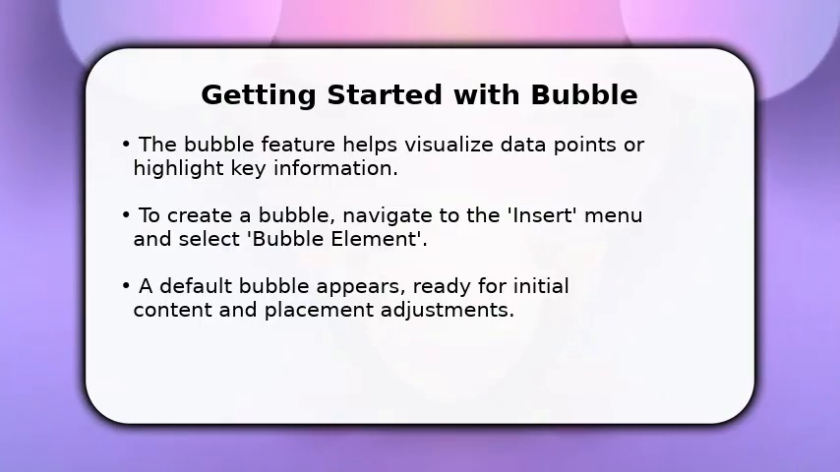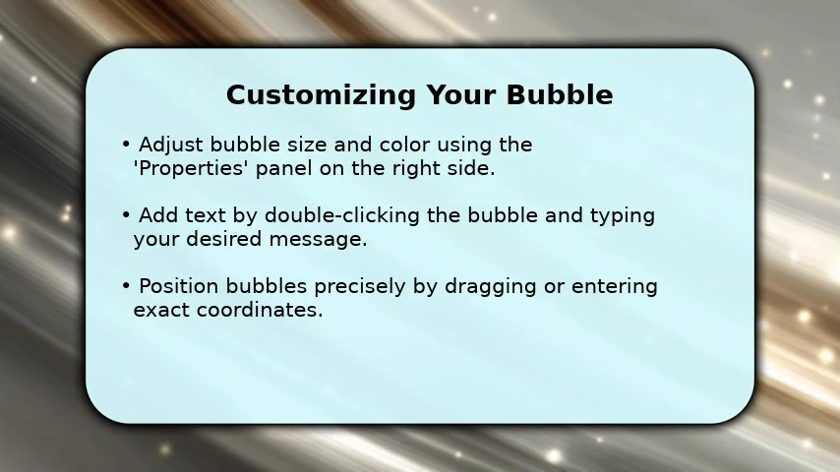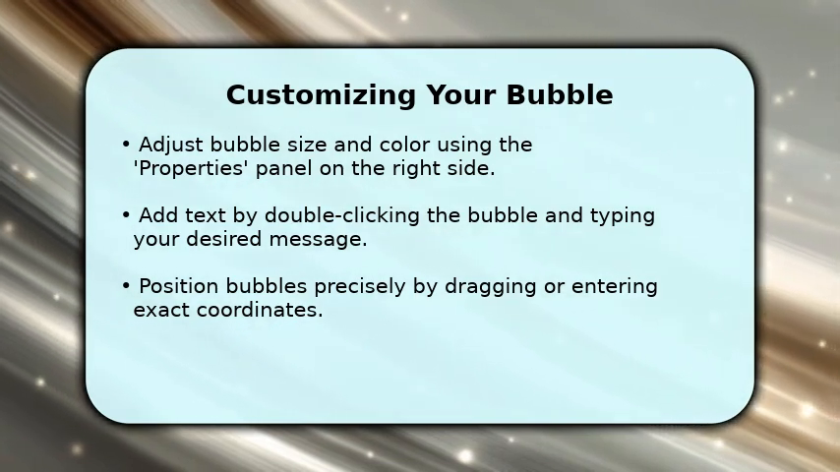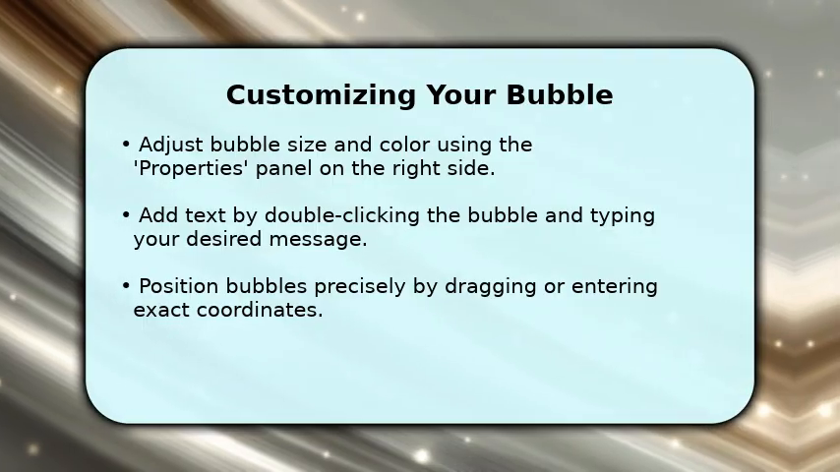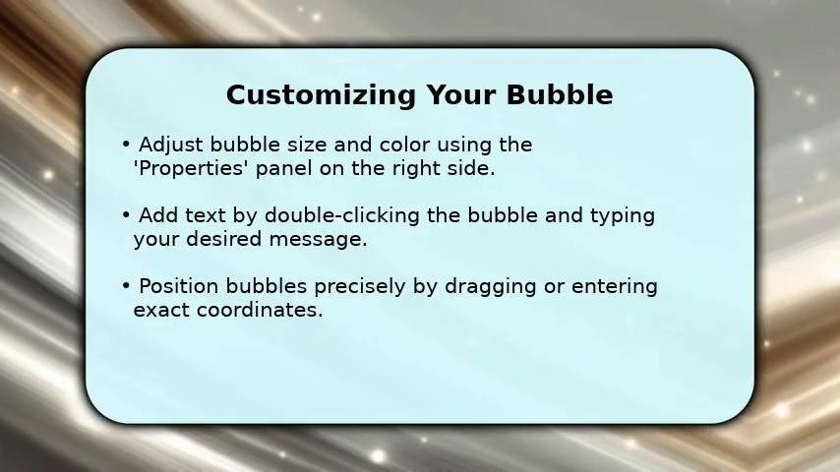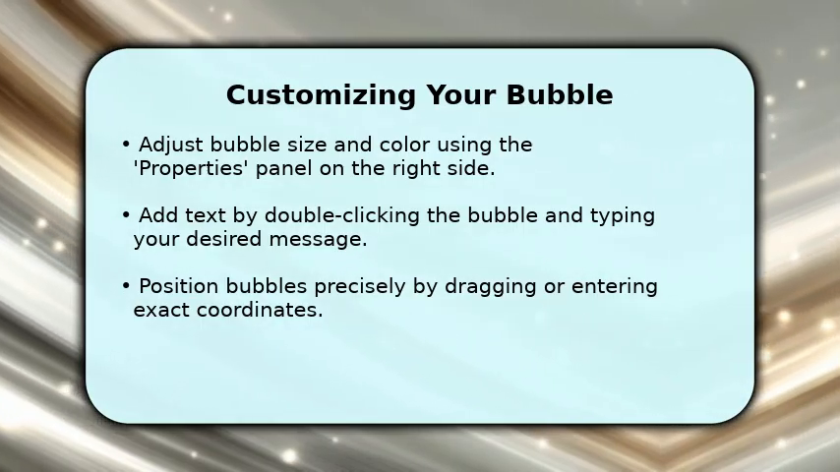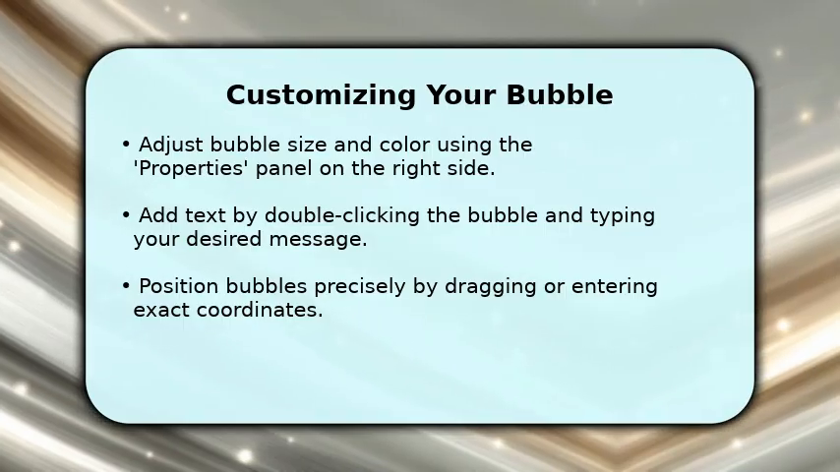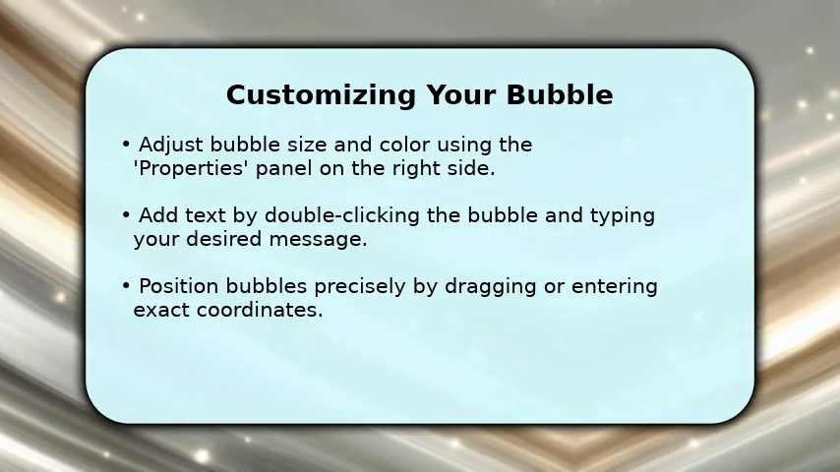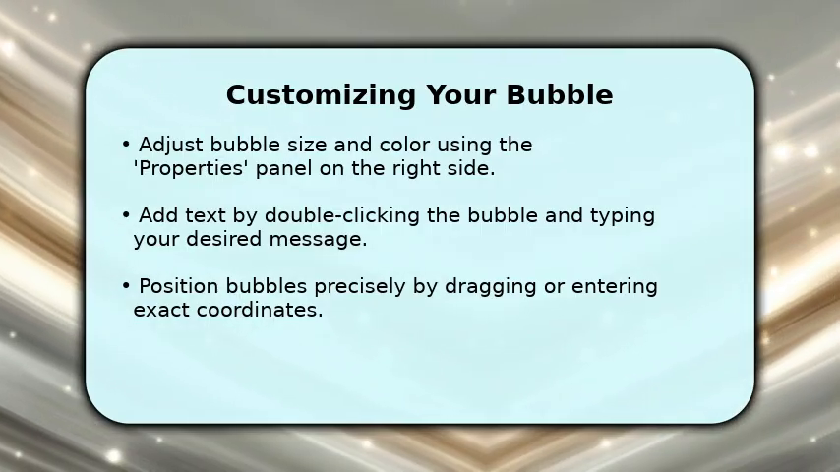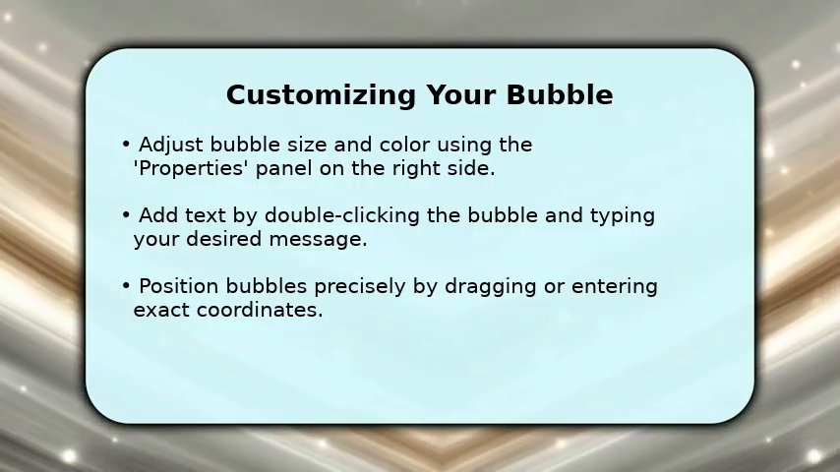It's a straightforward process. Now that you have your bubble, let's make it unique. Access the Properties panel, usually on the right, to change its size and color. You can choose from a palette of over 20 colors. Double-click the bubble to add your text, keeping messages concise, perhaps under 150 characters. Fine-tune its placement by dragging or inputting specific X and Y coordinates for perfect alignment.